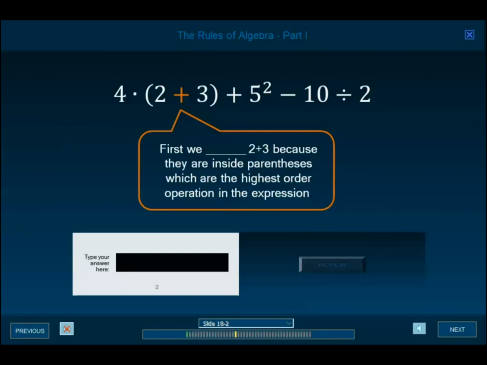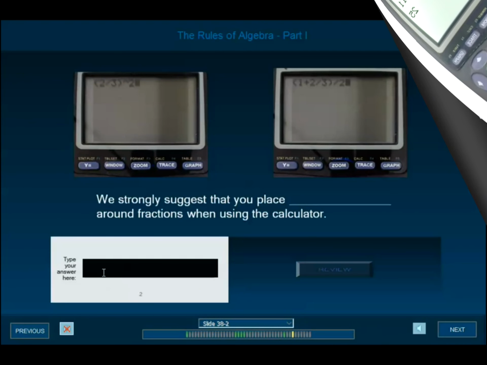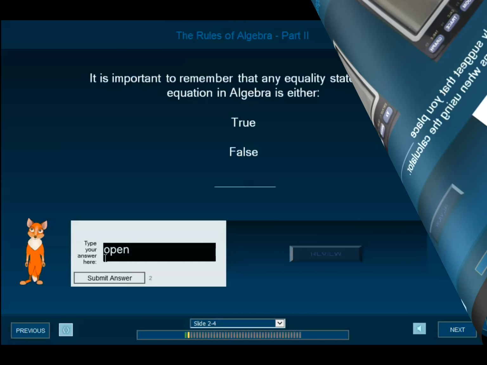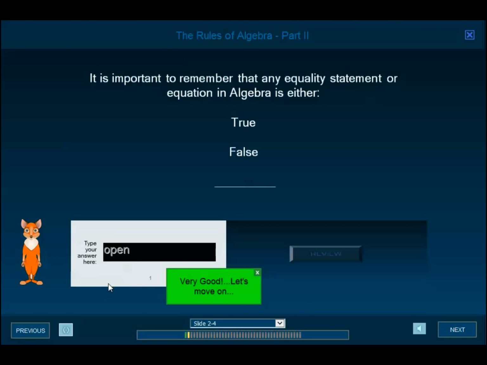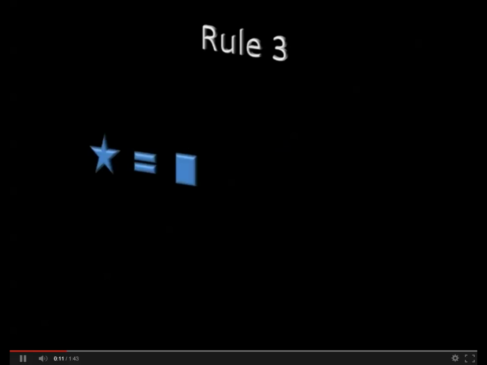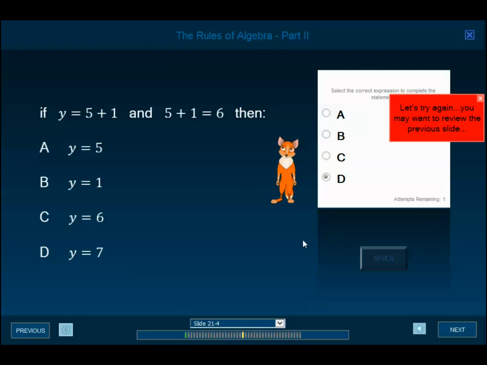First, it's a very good idea. We suggest that you place parentheses around fractions. Very good. The first expression must equal a second expression, and the second expression is equal to a third expression. Let's put it another way.